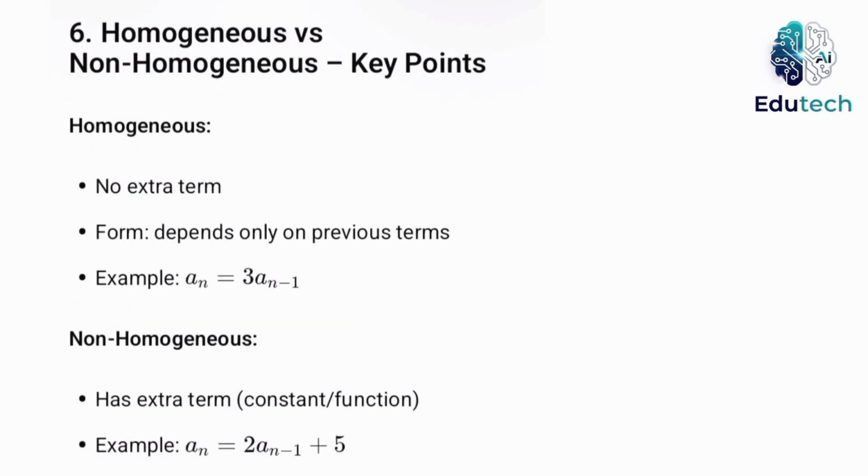What are homogeneous and non-homogeneous recurrence relations? A homogeneous recurrence relation is one where all terms depend only on previous terms of the sequence. A non-homogeneous recurrence relation includes an additional independent term. Homogeneous relations are generally easier to solve, while non-homogeneous ones require finding both a complementary solution and a particular solution.